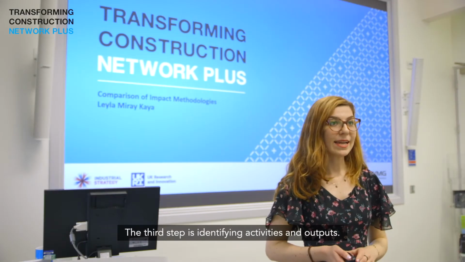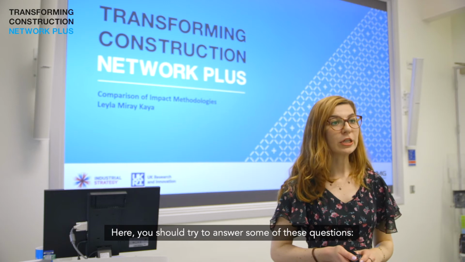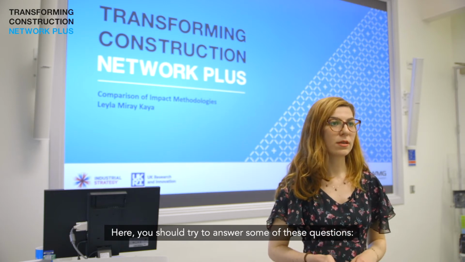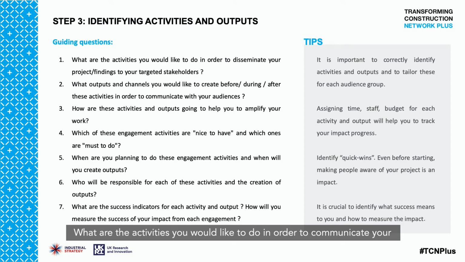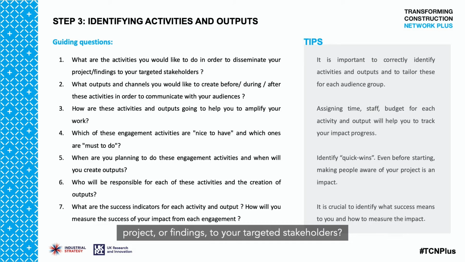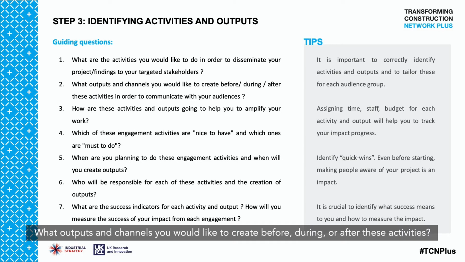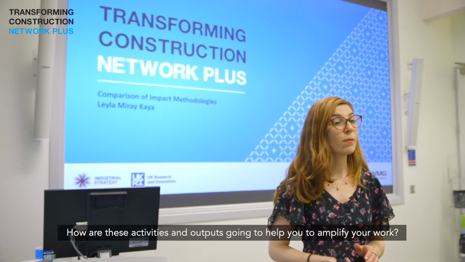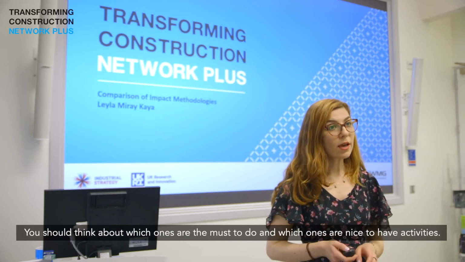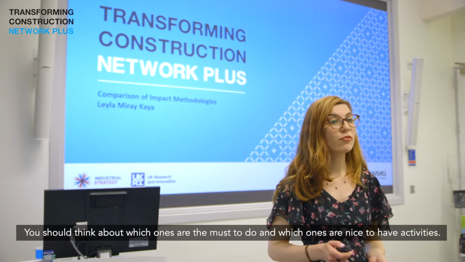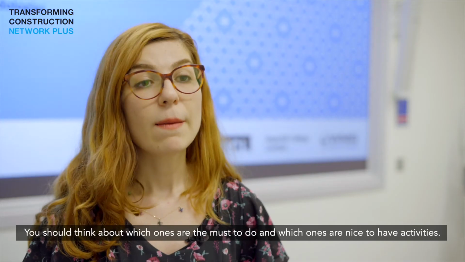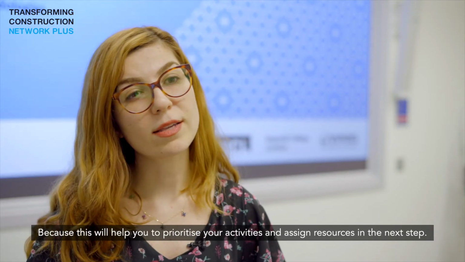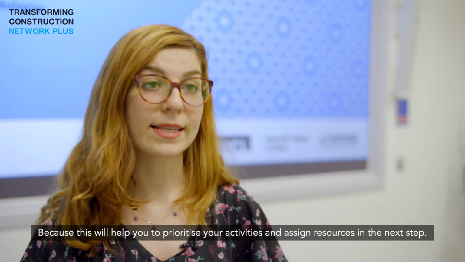The third step is identifying activities and outputs. Here, you should try to answer some of these questions. What are the activities you would like to do in order to communicate your project or findings to your targeted stakeholders? What outputs and channels you would like to create before, during, or after these activities? How are these activities and outputs going to help you to amplify your work? You should think about which ones are the must-do and which ones are nice-to-have activities, because this will help you to prioritize your activities and assign resources in the next step.